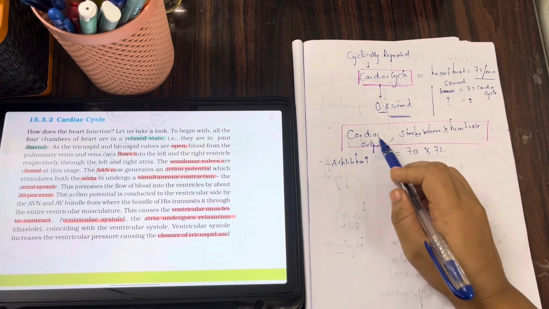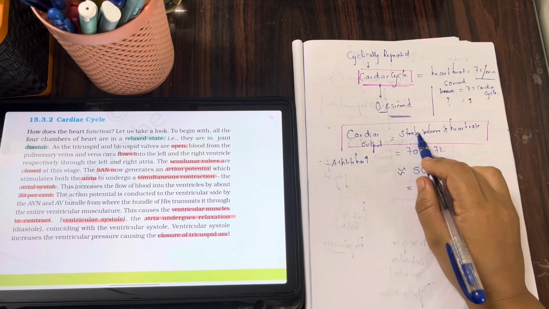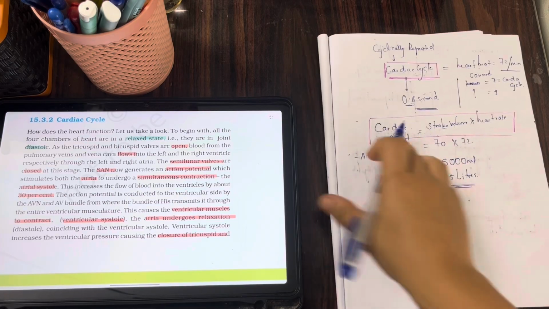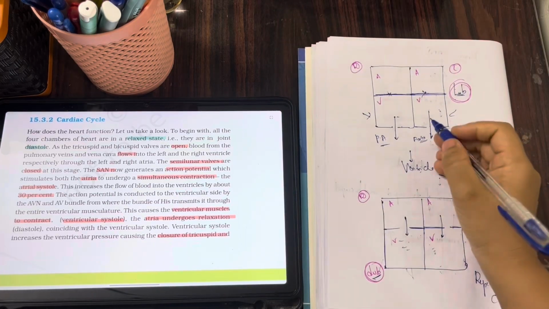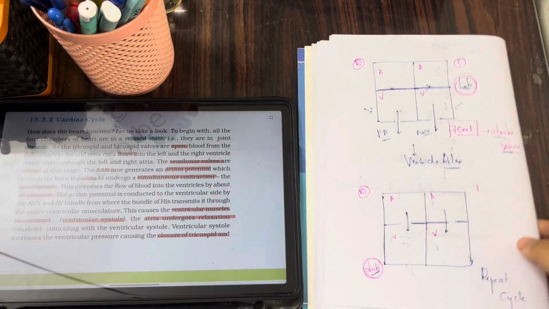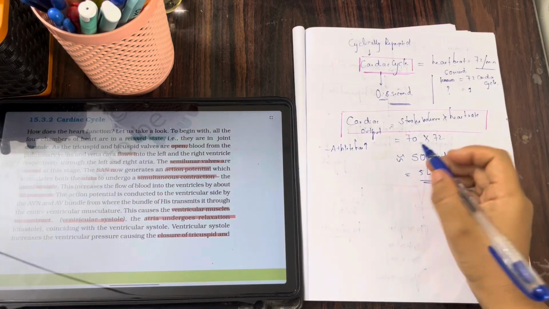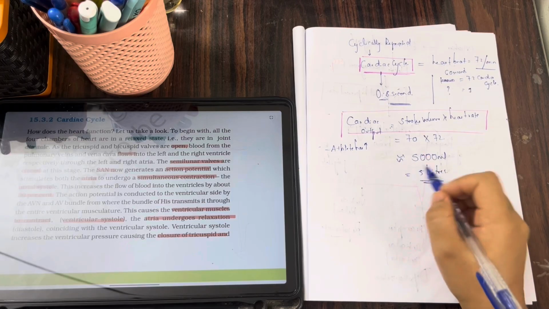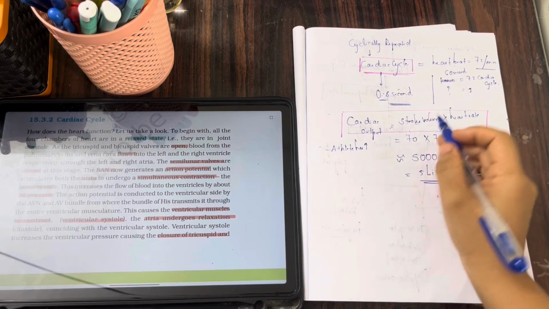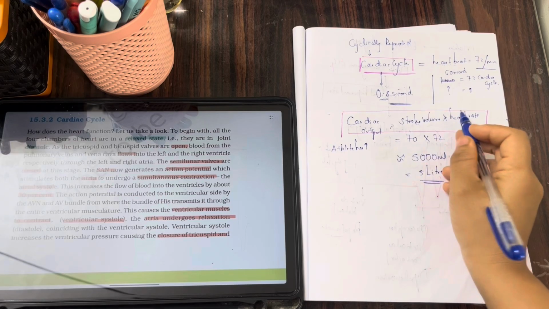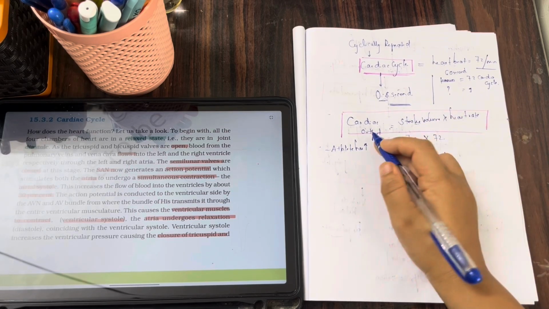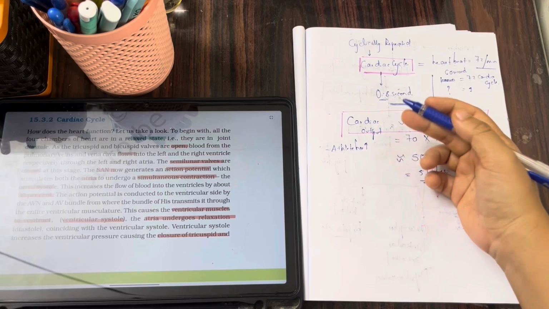And also, cardiac output can be calculated by multiplying stroke volume into heart rate. You know that heart rate is 72, and the stroke volume, as I have explained, the amount of blood pumped by the ventricles, is equivalent to 70 ml. That is, 70 into 72 roughly averages around 5 liters. And this cardiac output can be altered by increasing the heart rate. That is, in athletes, they have increased heart rate, so their cardiac output will usually be higher than a normal individual.